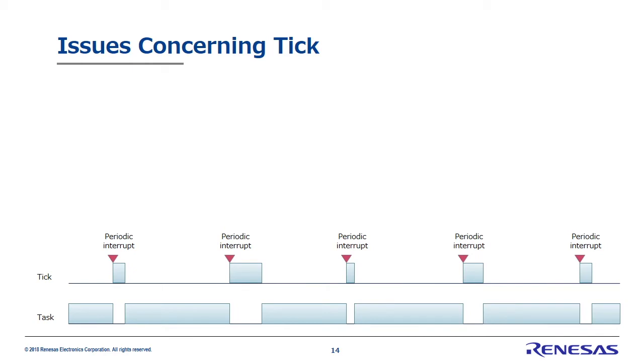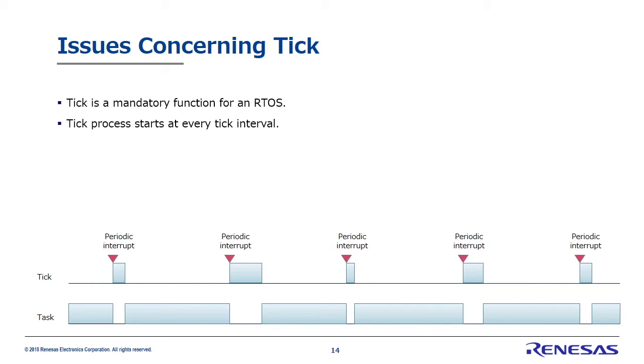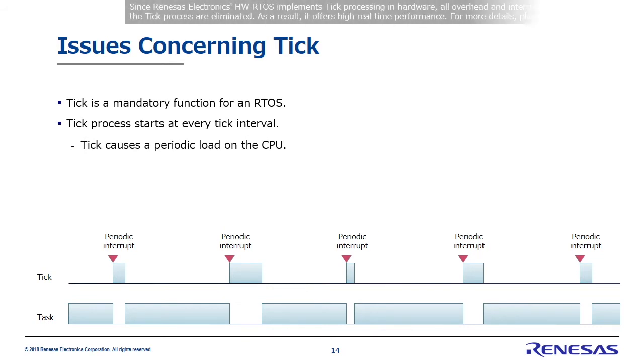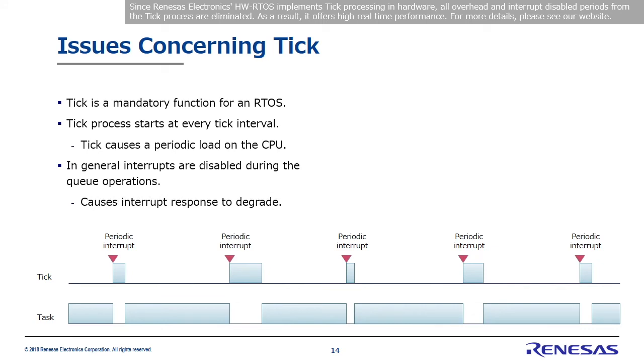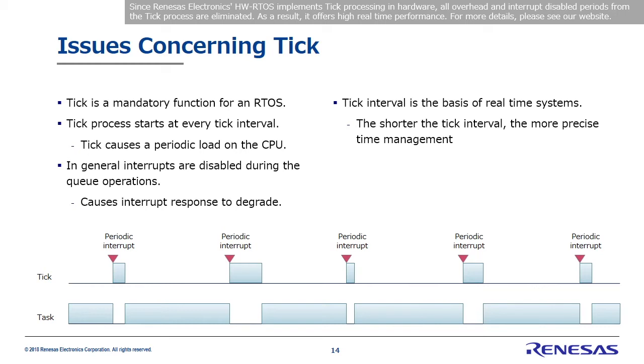Let's sum up the tick. First, since it is used for RTOS time management, it is an essential RTOS function. Since the tick is run periodically, it is activated by periodic interrupts. As a result, it must unfortunately suspend application tasks, and so from the application point of view, it is considered overhead. Ticks are run with interrupts disabled, so the tick process causes serious degradation in interrupt responsiveness. Since the tick interval is the RTOS's basic unit of time management, the shorter it is, the more precise time management can be. However, since the tick process is overhead in terms of applications, shortening the tick interval too much leads to a drop in CPU utilization efficiency.